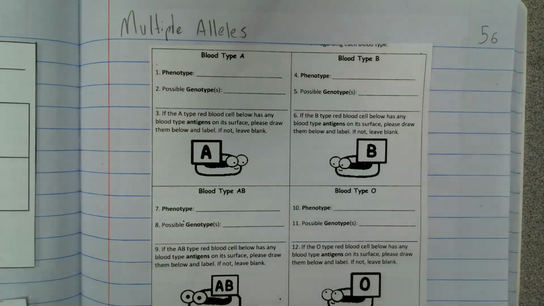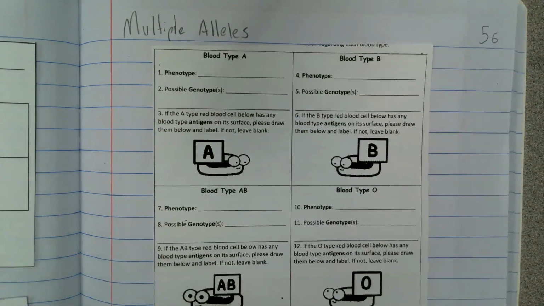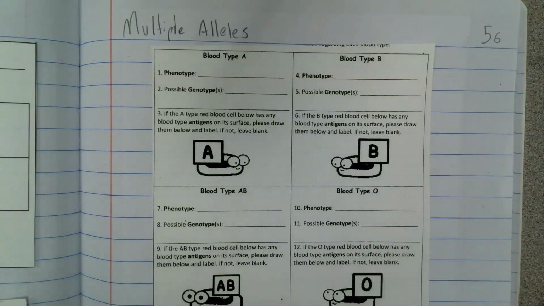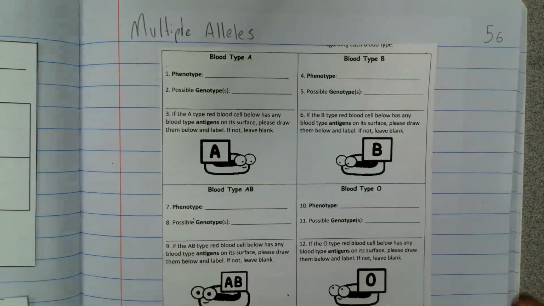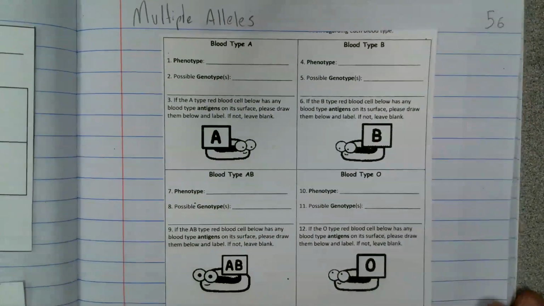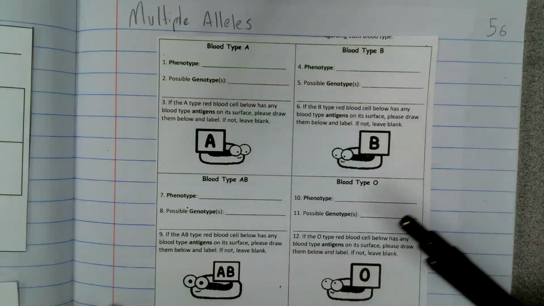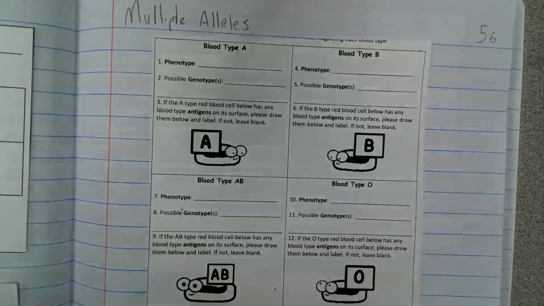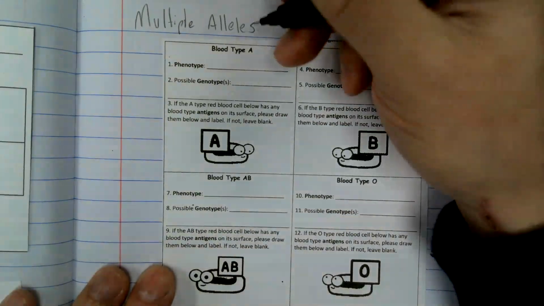The last inheritance pattern is called multiple alleles. So in multiple alleles, you can have not just 2 letters, you end up having 3 or more. Now, pretty much the only example we're going to be using here is blood type. You may have heard of A type blood or B type blood. We also have AB type blood, and we also have O type blood. So let's explore a little bit about what that means.